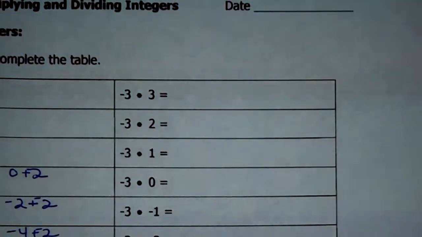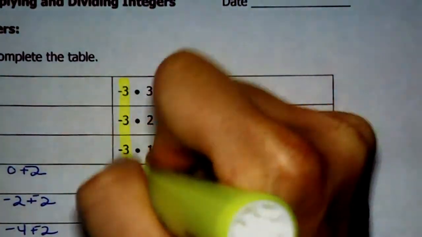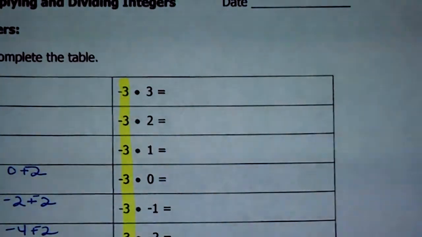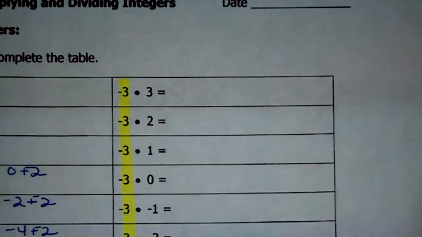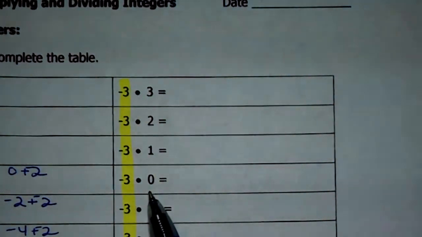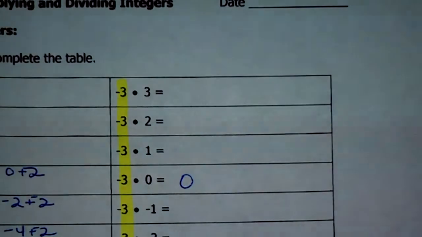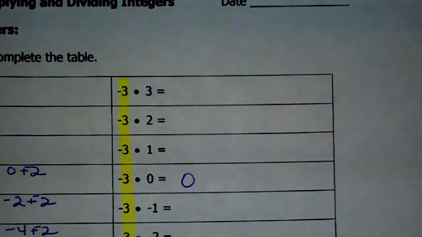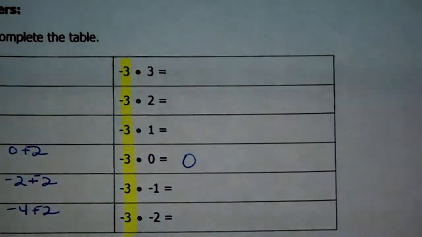With this one, we see that this time, the first number is the same every single time. It's negative 3, and these numbers are going down by 1 every time. So let's pick out, are there any that we know? Well, I see negative 3 times 0. And I know that any number multiplied by 0, including negative numbers, is going to give me 0. So I'll fill that one out. The rest of these have a whole bunch of negative signs or positive signs. Some of them the same, some of them different. So I'm going to leave those alone for now.